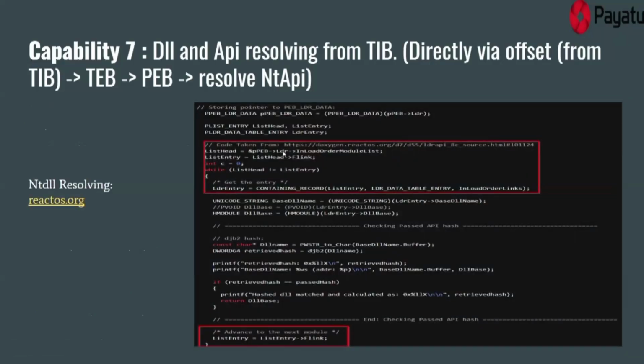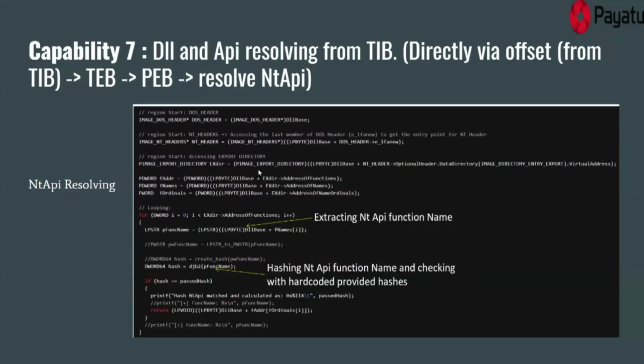So this is the snippet via which I was able to retrieve the address of the NTDLL dynamically. And this particular website, reactos.org, actually helped me to get the snippet. So after getting the address of the NTDLL, I was able to retrieve the address of the NT-API.